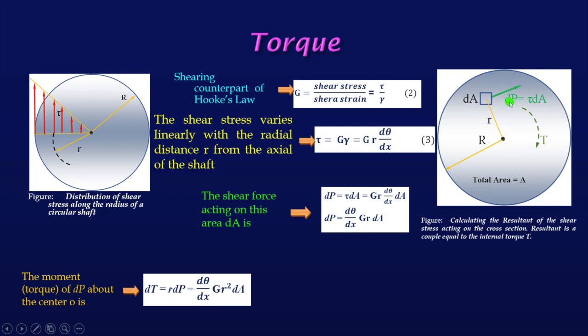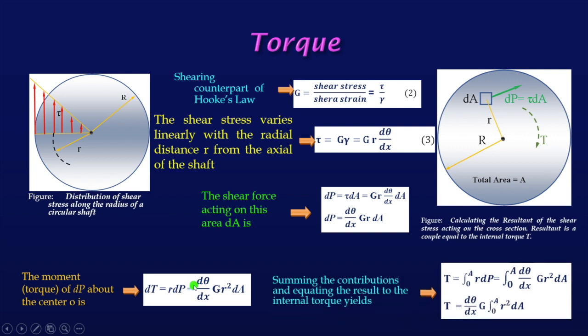Now dP, as we have calculated here, and the torque for a small area is dT equals r dP, distance into force. Substitute the value of dP from here, and we are getting this equation. Then this torque is a function of radius, and for this elementary section, d theta by dx, we can write down like this.